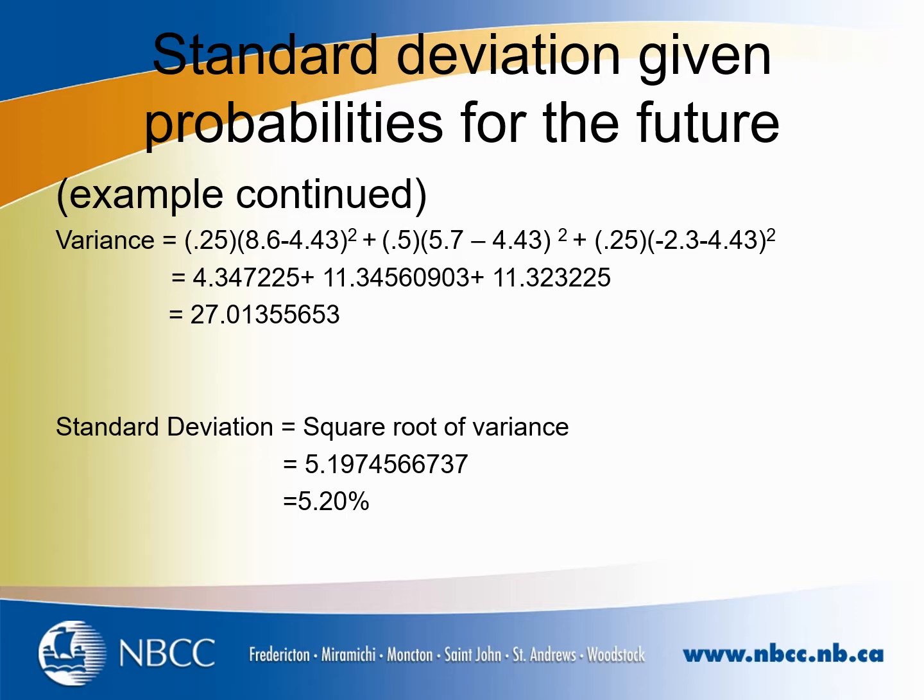Then we add them together, we get a variance of 27.01, and that would be in percent squared. So we take the square root of that to get a 5.2% standard deviation. So now, for this particular stock, we have determined it has an expected return of 4.43% and a standard deviation of 5.2%.